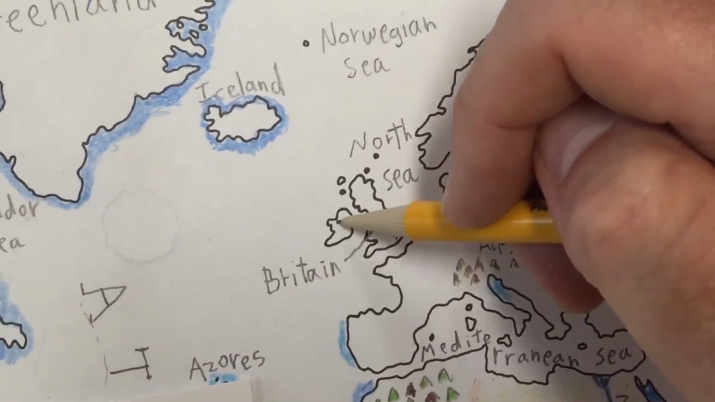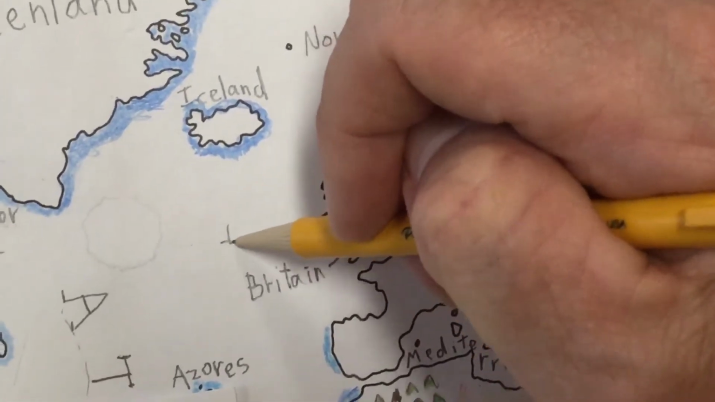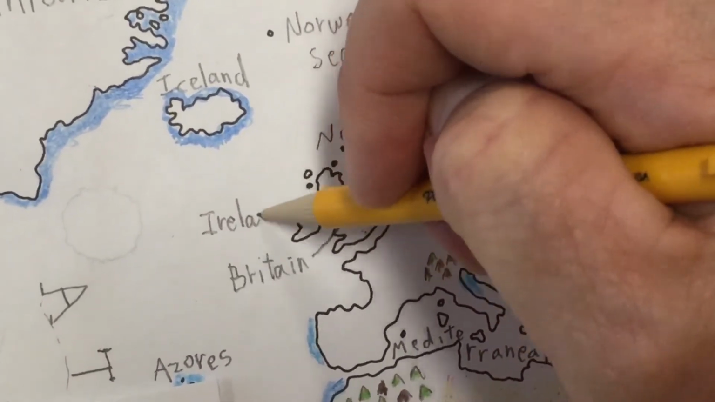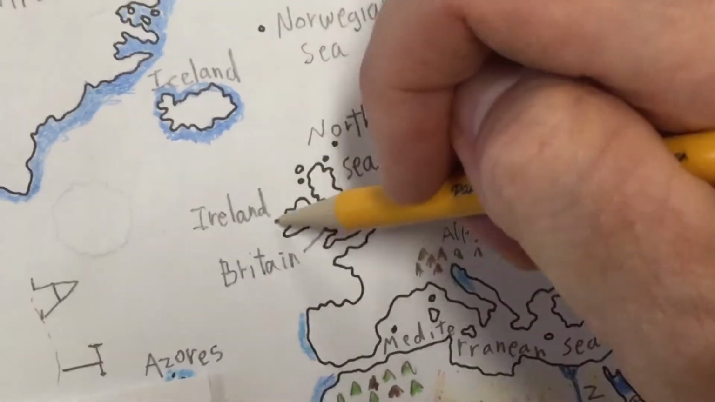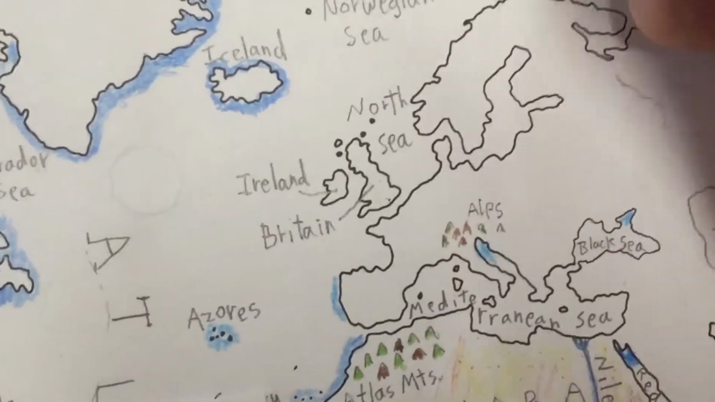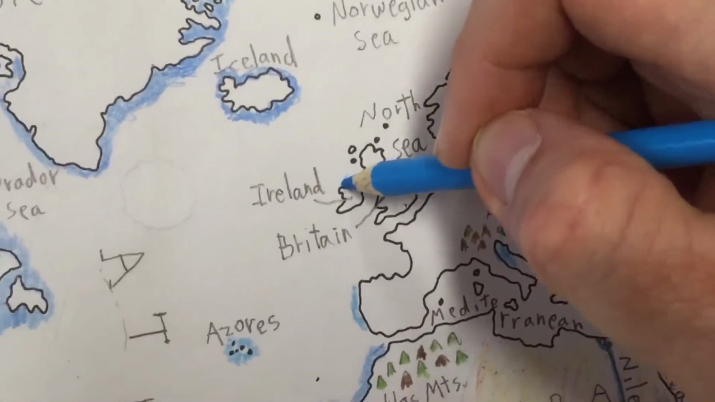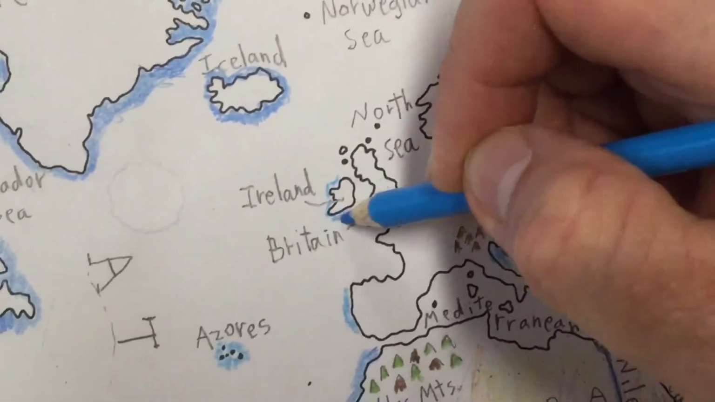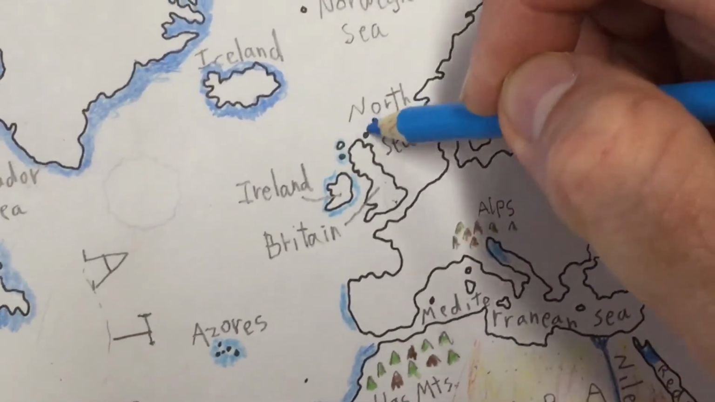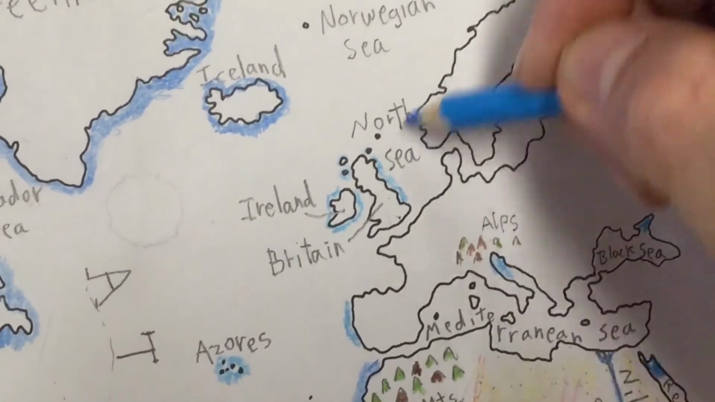This one over here, the big one but a little bit smaller than Britain, is the island of Ireland, where the country of Ireland is also located. Your teacher will go over that a little bit more in detail. We can put a little bit of blue around those islands. There's a lot of little ones in here too. You can see we've got the North Sea label.